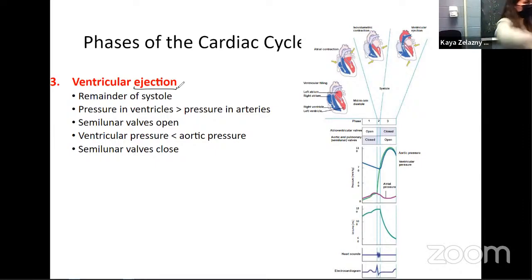It's just we've separated out our phase two of the cardiac cycle. We were contracting, but no blood was getting out yet. But now as we keep squeezing, keep raising that pressure, our blood starts spurting out, starts getting ejected. So that's what's happening here during the third phase of the cardiac cycle, ventricular ejection.